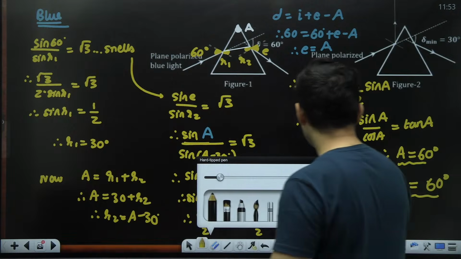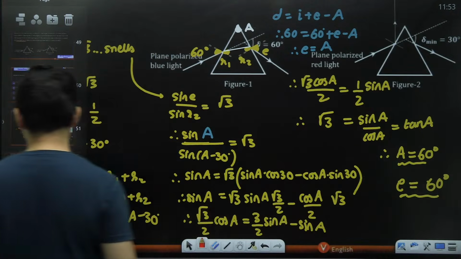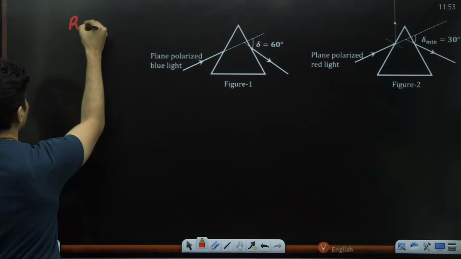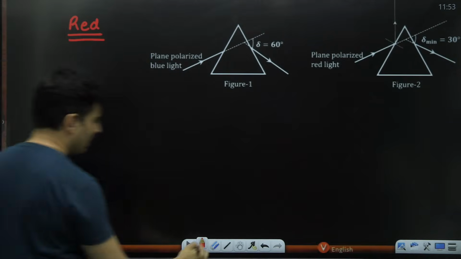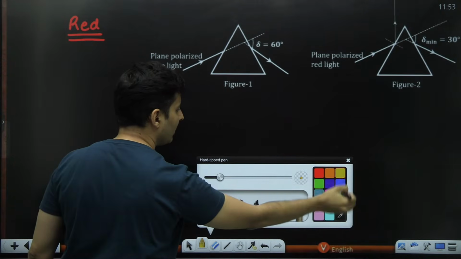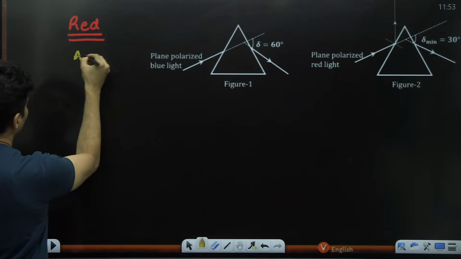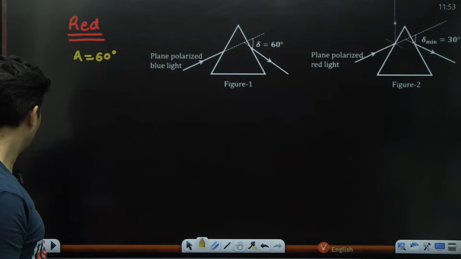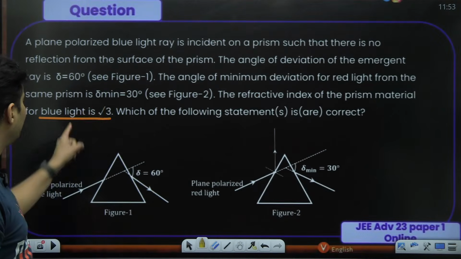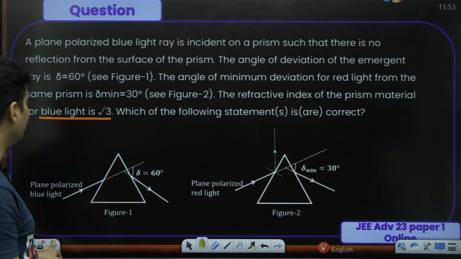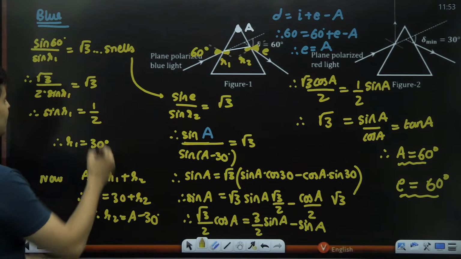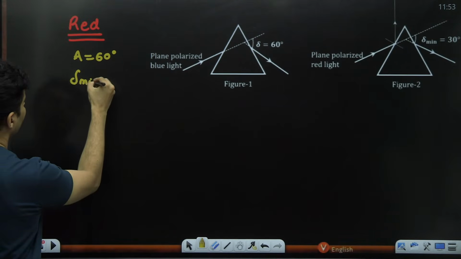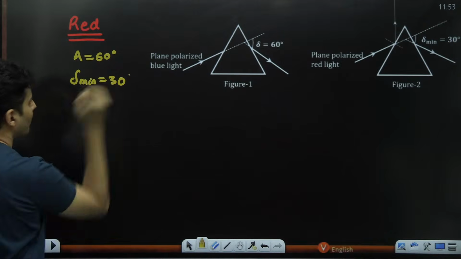Okay. Now comes the red light part. So let's solve it for the red color. Now, irrespective of whether it is red or whatever, we know one thing, angle of prism is 60 degree. Refractive index, we don't know. And it is also given for red color, the minimum deviation is 30 degree. Delta minimum is basically 30 degree.